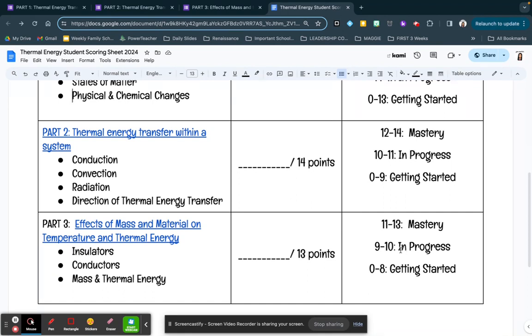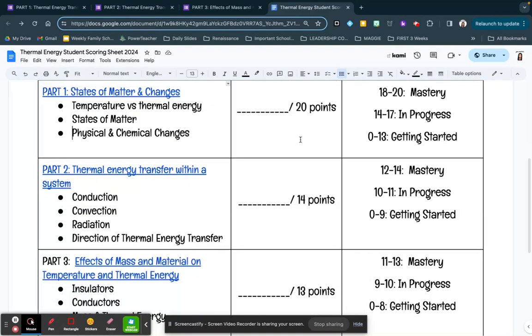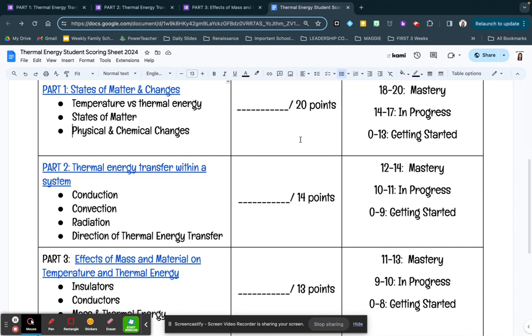So when you're finished, you have this written down on a paper copy. That is what you want to take a picture of, okay? And you're going to upload it to Empower. There is only going to be one thing in science for thermal energy, and it is your mastery unit test for thermal energy. So that's where you're going to upload it.